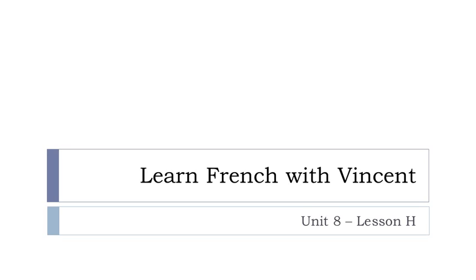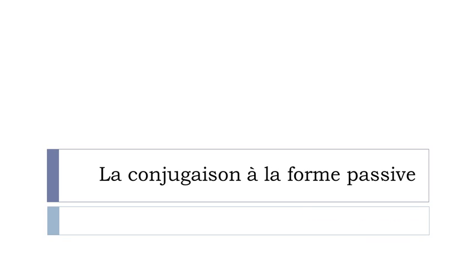This is Unité 8, leçon H. And in this lesson, we'll see together la conjugaison à la forme passive. So we saw la forme passive in the previous video lesson, so I definitely advise you to watch it if you didn't do it. And then in this lesson, we'll take a few examples, or at least two examples, two verbs, and then we'll see how they go, okay?